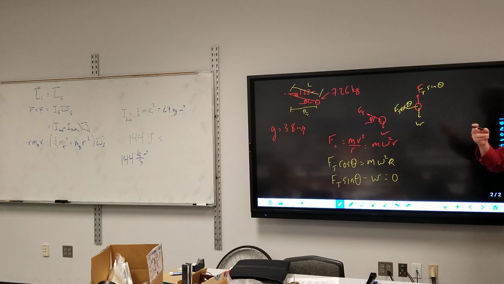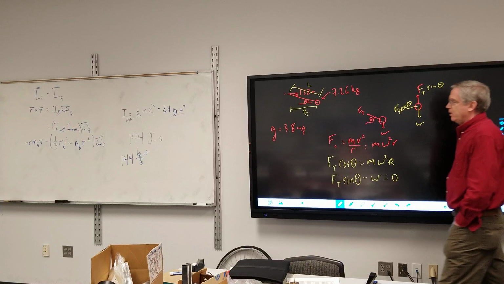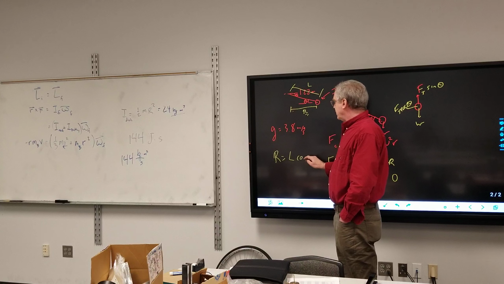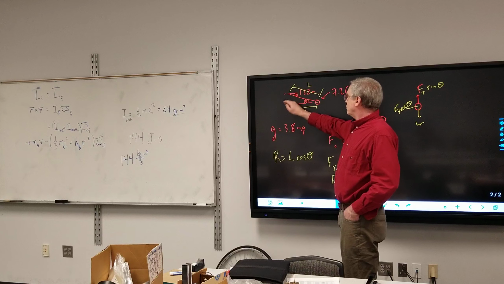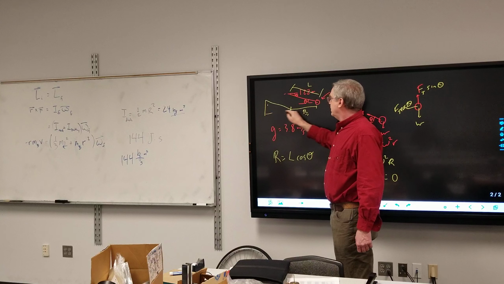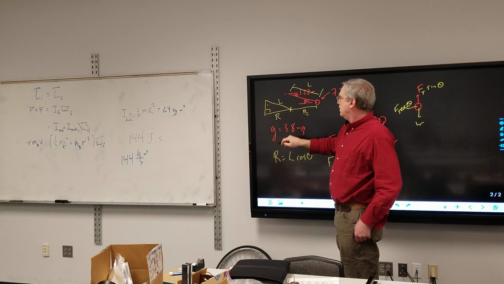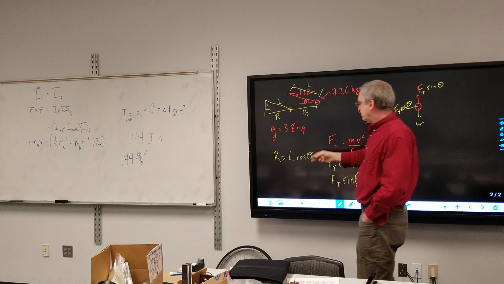It is weakly worded, that part C. I do want R in terms of L and theta. So R is equal to L cosine theta. So it's looking physically at this triangle here. That's supposed to be a right angle. It's the adjacent side, so L cosine theta.